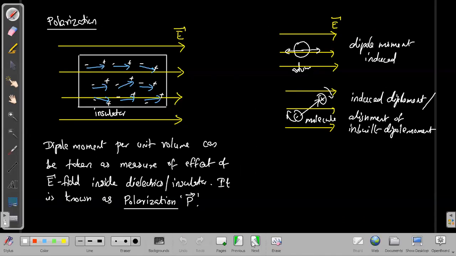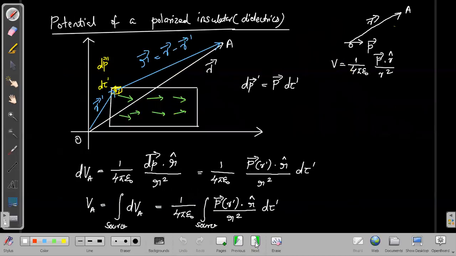To describe the effect of this electric field on the insulator, we use a variable called polarization, which is the dipole moment per unit volume. It is a characteristic of a material. If you take plastic or rubber, the polarization may differ. So polarization is basically the response of the material to the applied electric field, defined as the dipole moment per unit volume.